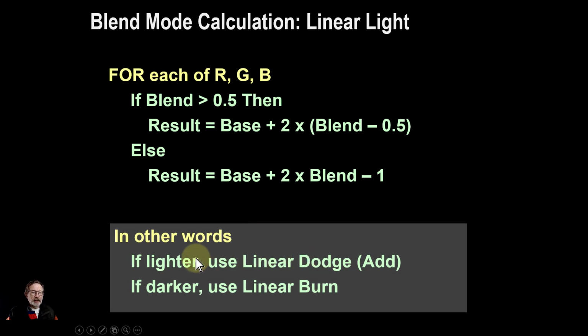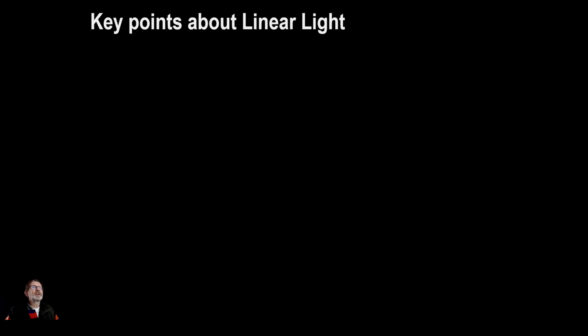But by and large, it says if it's lighter, use the linear dodge or add blend mode. If it's darker, use the linear burn. So in other words, if the pixel in the top layer is greater than 0.5, where values go from 0, which is black, to 1, which is white, so on the lighter side, then you're using the linear dodge, otherwise the linear burn, which gives you more extreme turning up and turning down of lightness. We'll come back to this later. So let's actually play with it now.